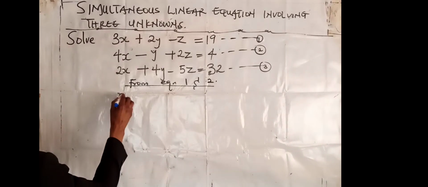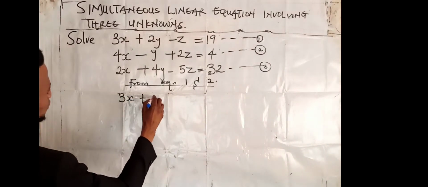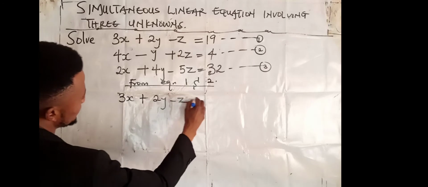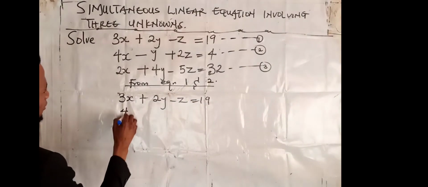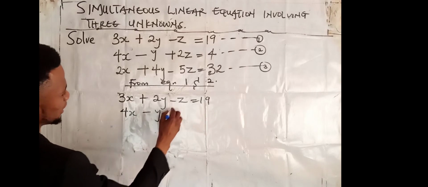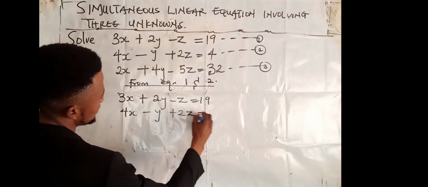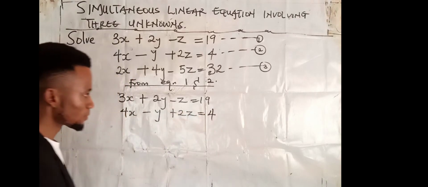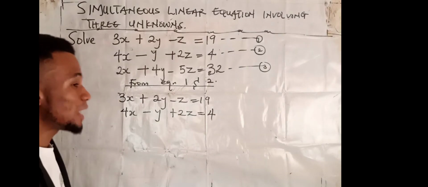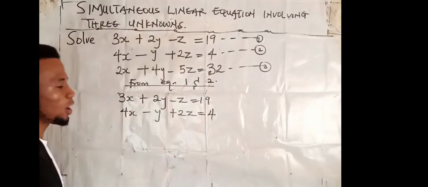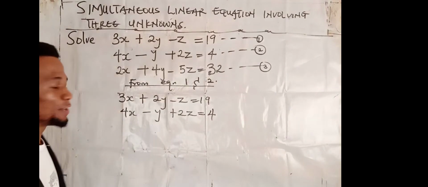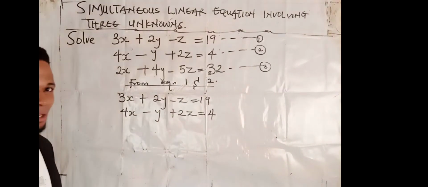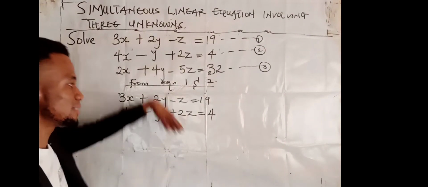Now, what is equation 1? 3x plus 2y minus z is equal to 19. And my equation 2 is what? 4x minus y plus 2z is equal to 4. Here, if you like, you can look for how to eliminate z. If you like, you can eliminate y. If you like, you can eliminate x. But today, let's try to eliminate z first.